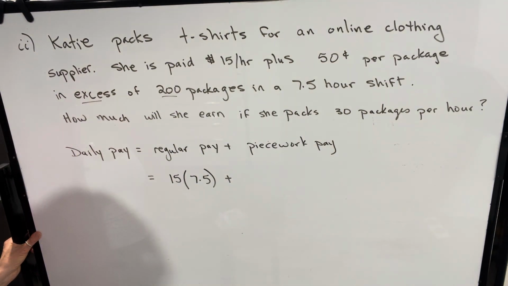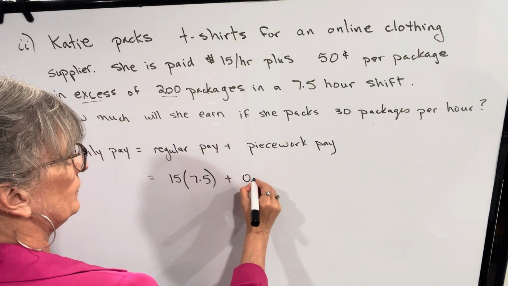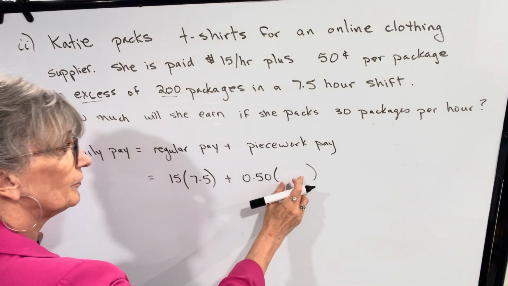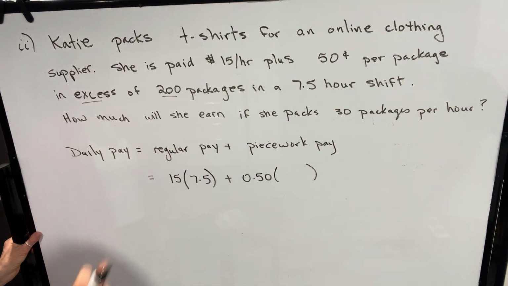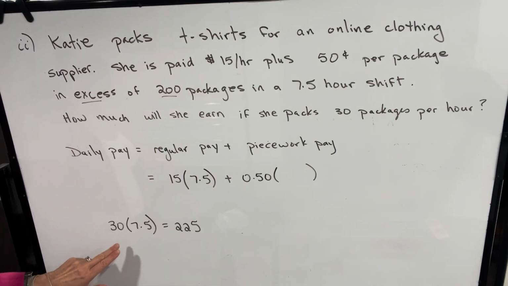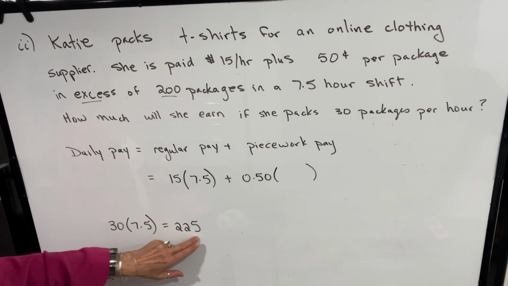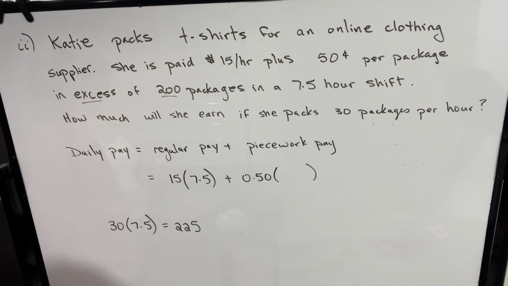The piecework pay is 50 cents. We have to change that to dollars. So 50 cents times the number of packages in excess of 200 packages in that shift. So if she's working at a rate of 30 per hour and she's working for 7.5 hours in a day, she should be packaging 225.